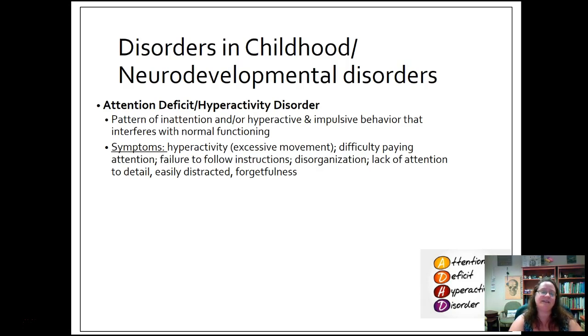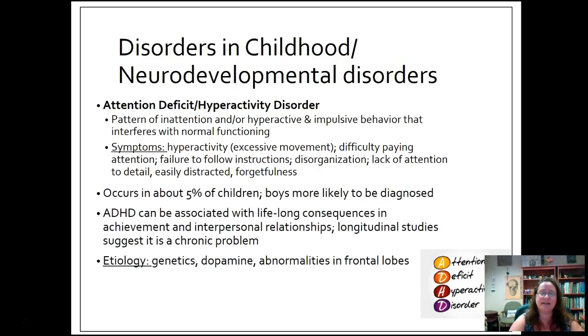With ADHD, we see this pattern of not being able to pay attention, being hyperactive, impulsive, difficulty following instructions, a messy workspace, forgetful. This is diagnosed in childhood, and we see these kids having a really hard time sitting down, a really hard time paying attention, a hard time completing tasks. It occurs in about 5% of kids, and we used to think that ADHD was something that just happened as a kid and then you outgrew it.